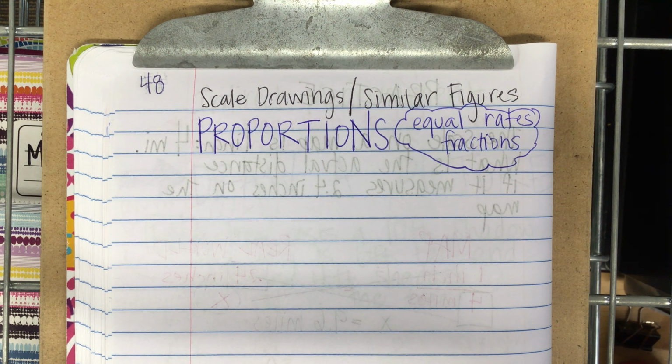You have to identify what matches, and this is the hardest part, because sometimes the shapes aren't facing the same way. If they are similar figures, we need them to face the same direction. So sometimes you have to turn things in your head.